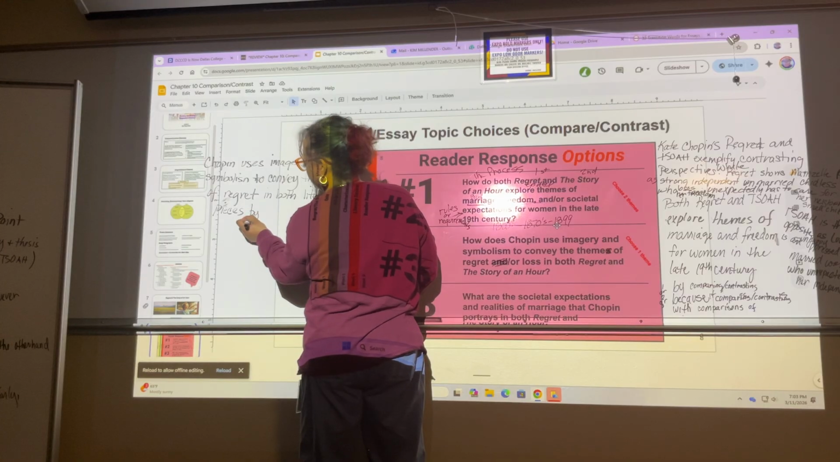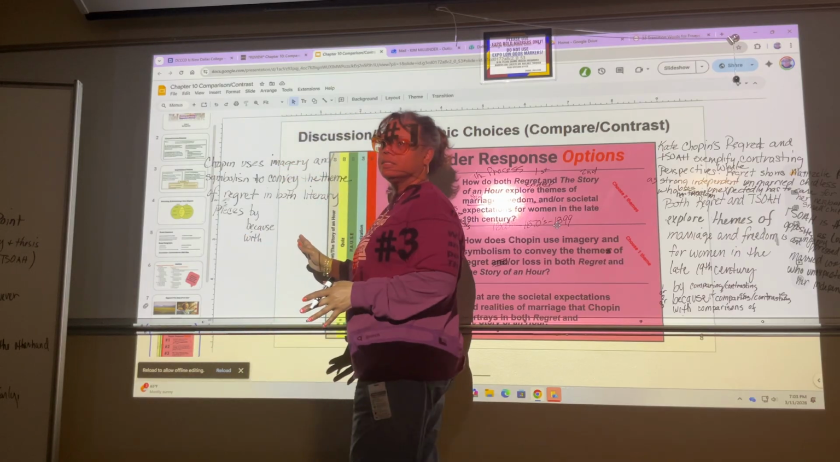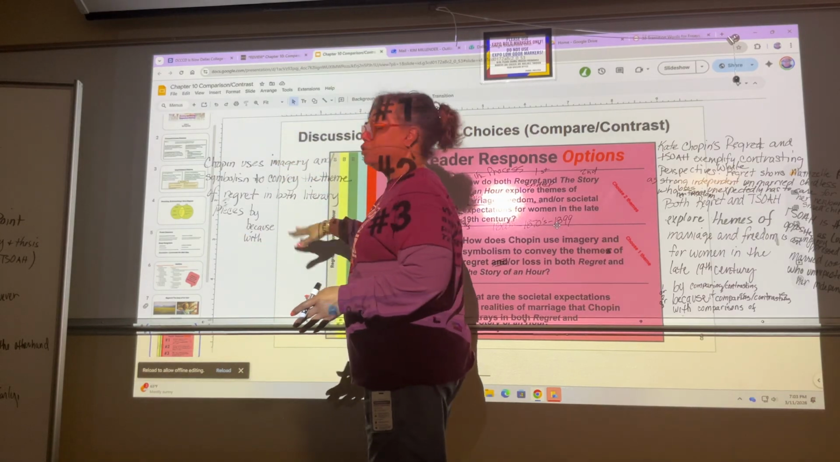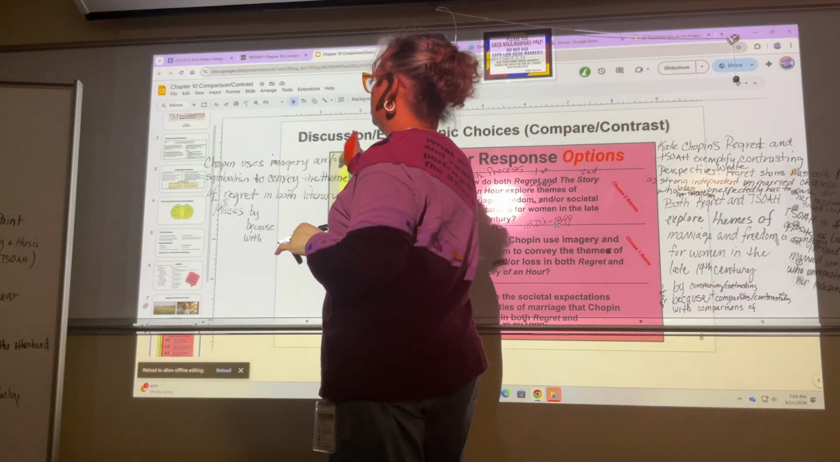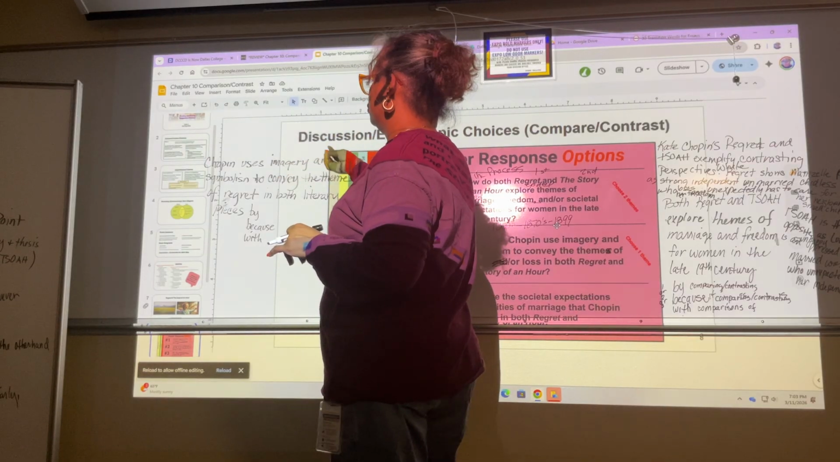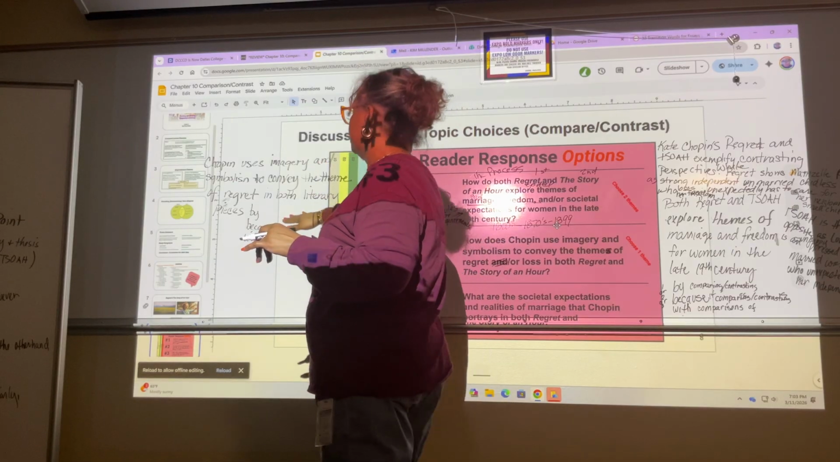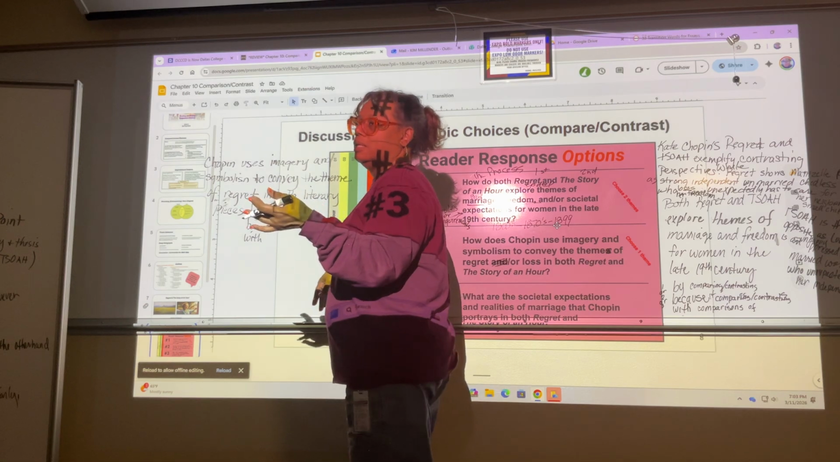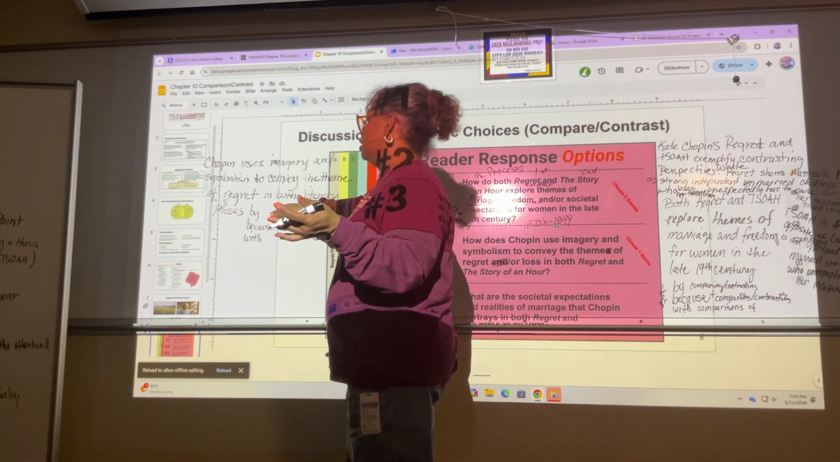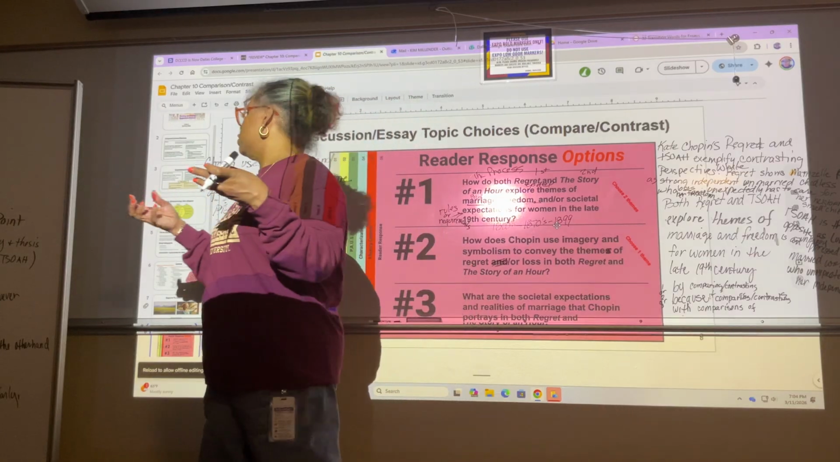Choose one. She uses imagery and symbolism to communicate the theme of regret in both literary pieces by doing what? Showing imagery? No, you have to come up with your answer. You need an answer of what she's doing.